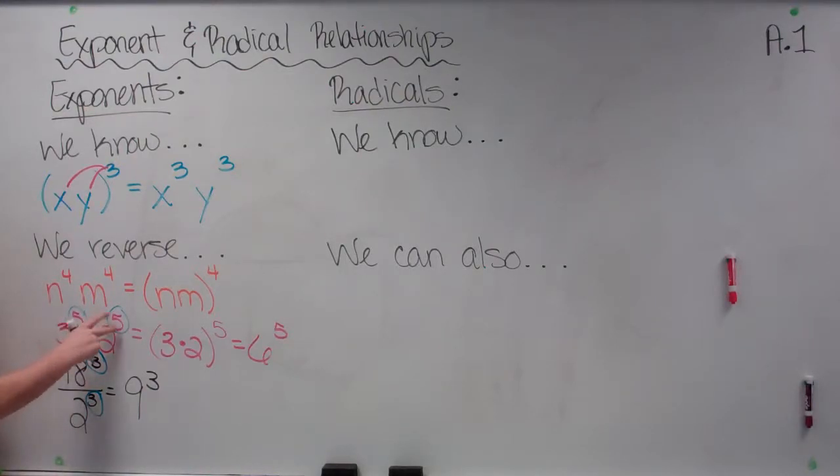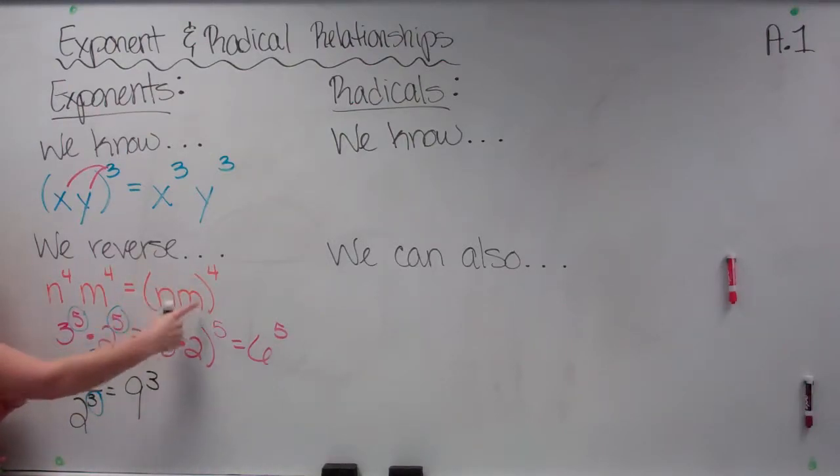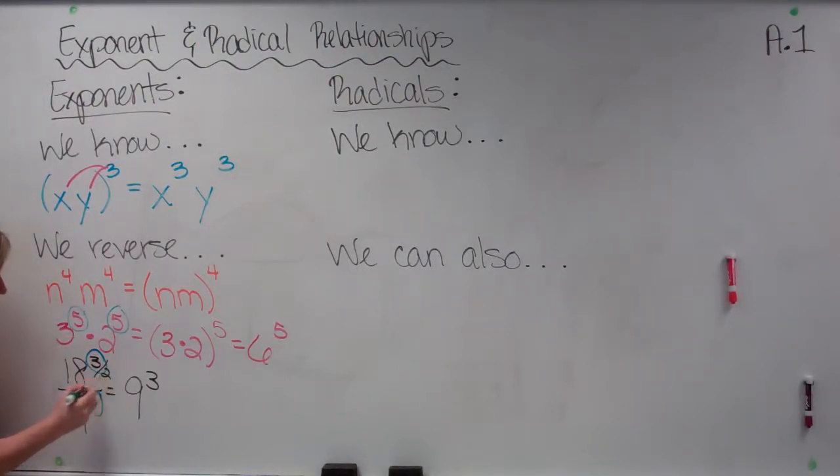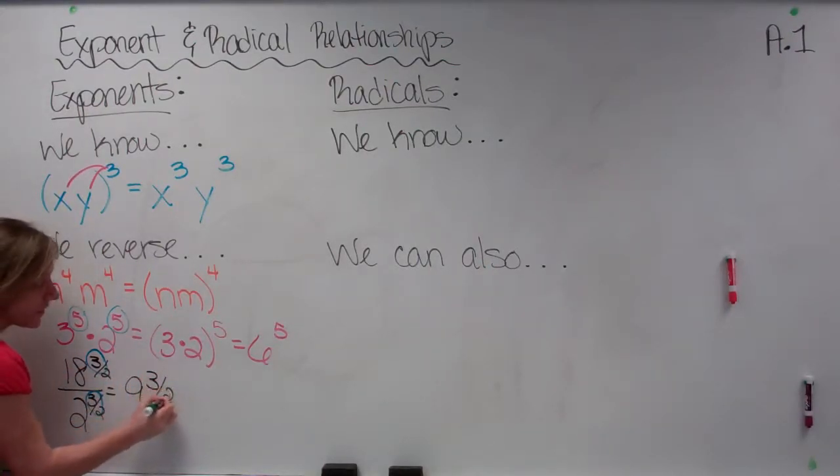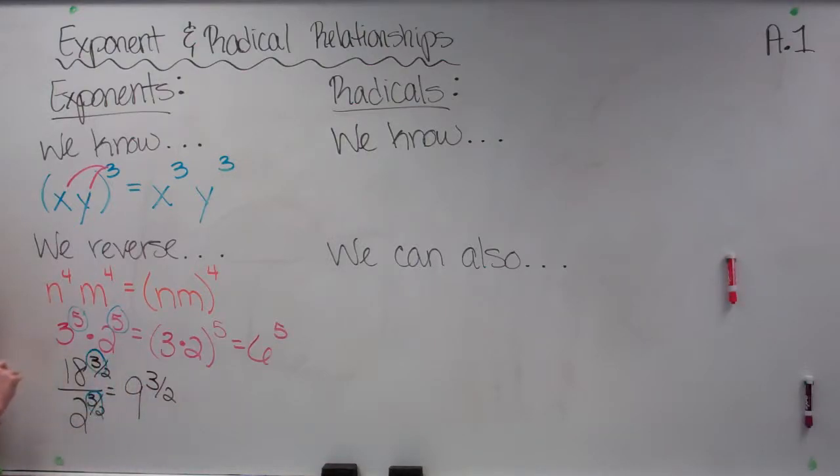So if your powers or your exponents match, that actually means that you can multiply or you can divide those bases up. And even if you had, instead of that being 3, if I said to the 3 over 2, so even if you have fractions, still the same thing. It's to the 3 over 2.